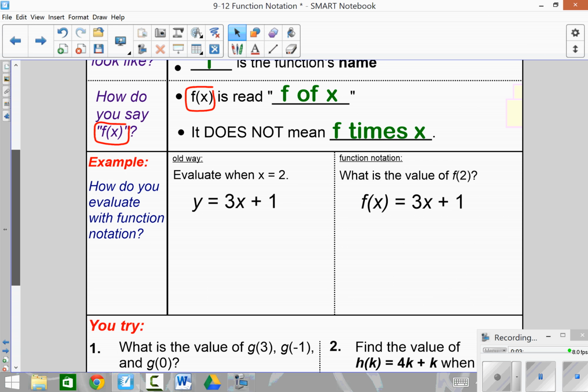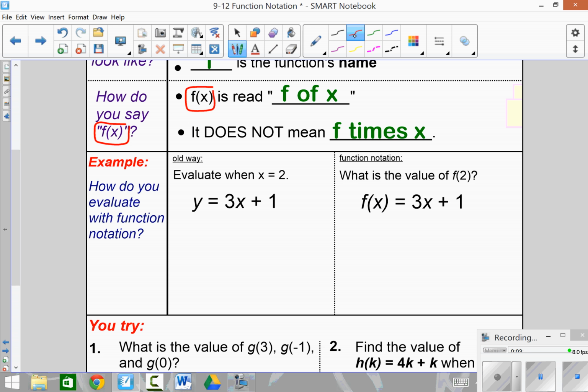How do you evaluate with function notation? We're going to do it the old way, and then I'm going to show you the new way, function notation. Old way, I would ask you a question that looked like this: evaluate when x equals 2, given the equation y equals 3x plus 1. What you would have done is taken this 2 and put it in everywhere you see an x. So you would have done 3 times 2 plus 1. 3 times 2 is 6, and 6 plus 1, well, y equals 7. So when x is 2, y equals 7.